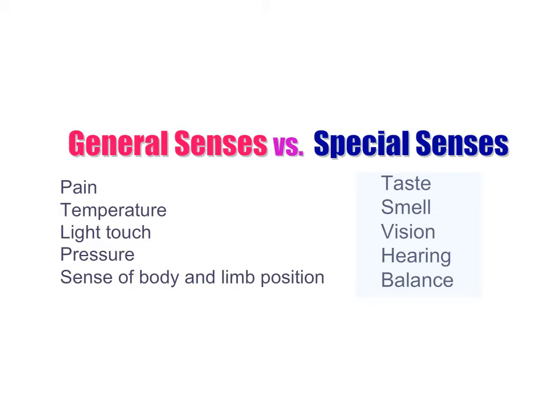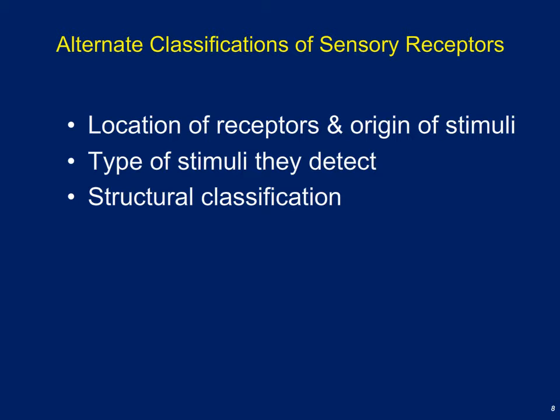So all of the receptors that sense these stimuli are located exclusively in the head, and so we call them the special senses. Now, of course, there are other ways to classify sensory receptors, and three of them are shown here. We can classify the receptors based on their location and also the origin of the stimuli that they detect. We can also classify them based on the type of stimuli they detect. And finally, we can classify the receptors based on their structural complexity. So we're going to go through each of these three categories.